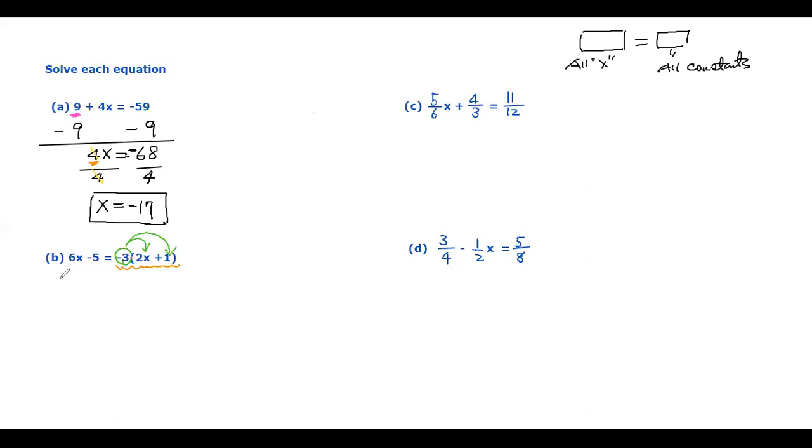So let's take a look here. Nothing changed on the left-hand side, so it's 6x minus 5. Be very careful when you use the distributive property.